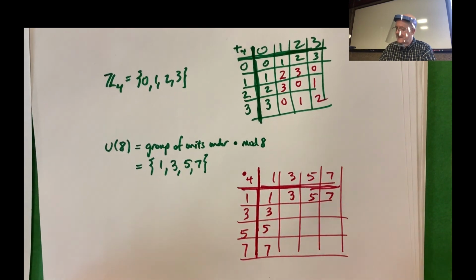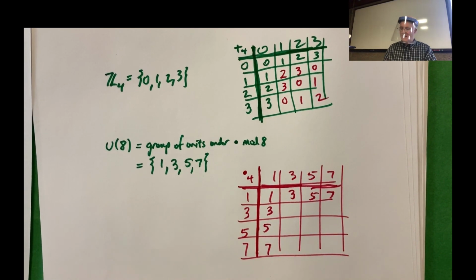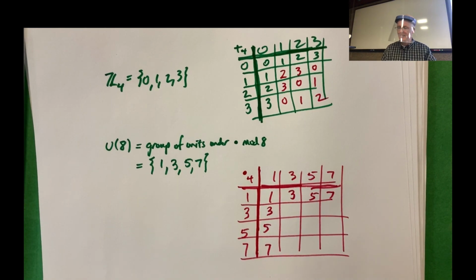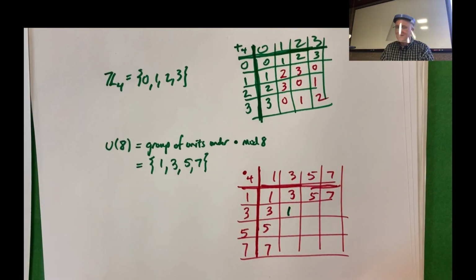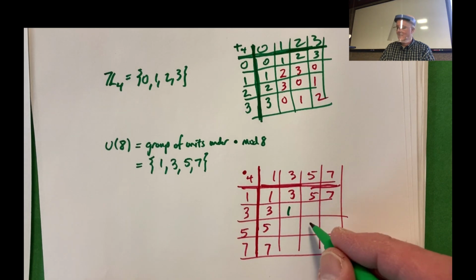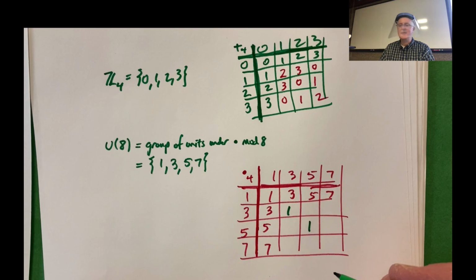I guess we'll work on this together. What's 3 times 3 mod 8? 1. 3 is its own inverse. 5 times 5 mod 8. 5 times 5 is 25. Mod 8 is 1. 5 is its own inverse. 7 times 7 mod 8. 49 mod 8. 7 is its own inverse.